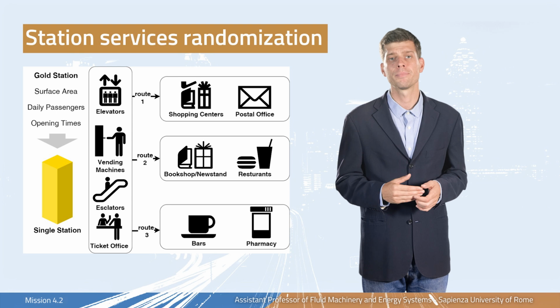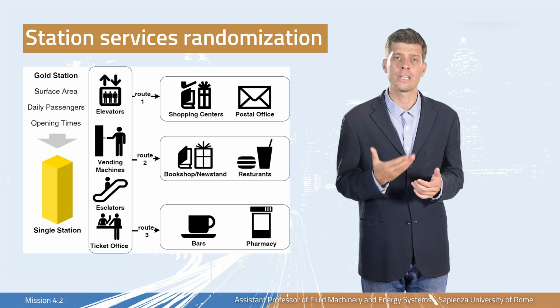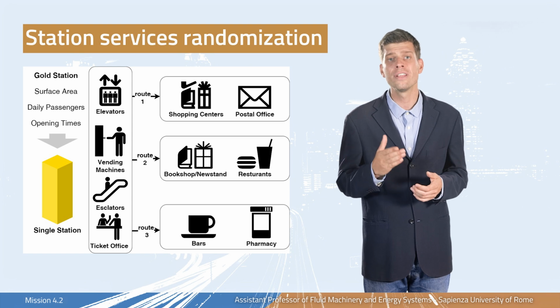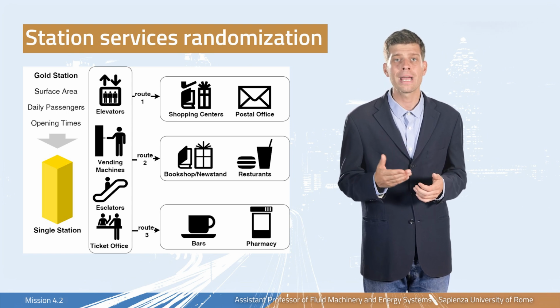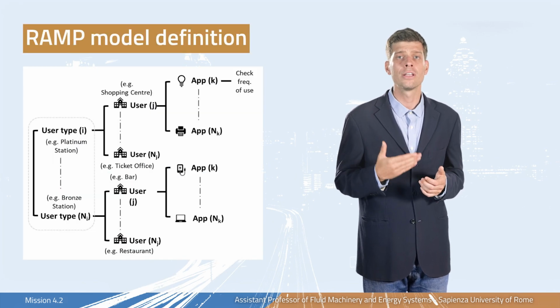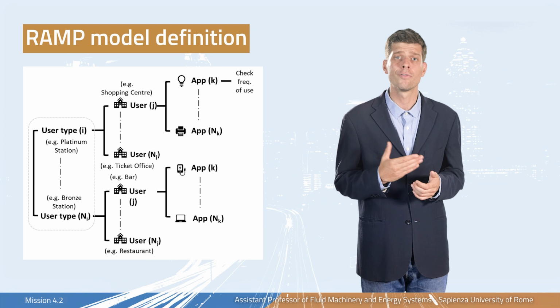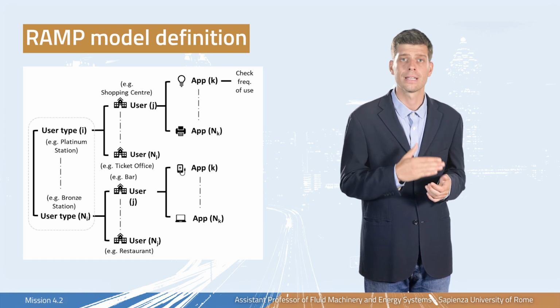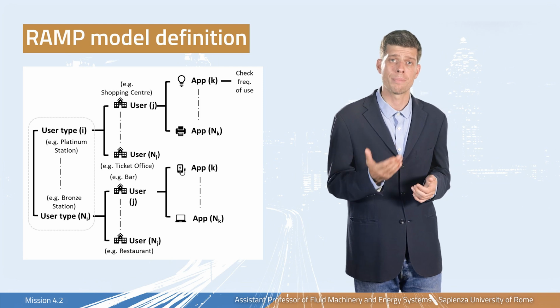Given this framework, the energy demand of a single station is evaluated as the summation of the demand of all the services associated, multiplied by a frequency parameter. To this aim, RAMP software capabilities are being adapted to consider the multifaceted energy consumption of Italian stations. As mentioned earlier, a different user type has been defined for each station archetype to take into account the different number of services offered to the passengers.